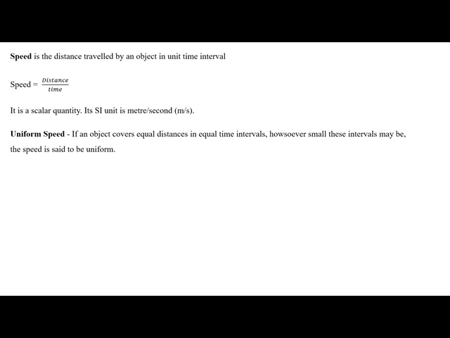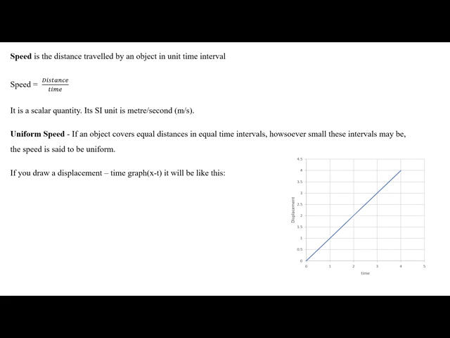Okay, is that clear? So now let us say you draw a displacement time graph for this uniform speed. What would it be like? It would be like a straight line. Okay, it would be a straight line inclined to the x-axis. So inclined to the x-axis or time axis means we can say that it is much dependent upon the time.